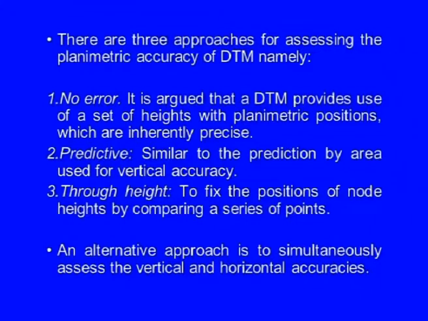There are three approaches for assessing the planimetric accuracy of a DTM, namely no error. It is argued that a DTM provides a useful set of heights with planimetric positions which are inherently precise. Then we may have a predictive approach, that is similar to the prediction by area used for vertical accuracy, through height to fix the positions of node heights by comparing a series of points. An alternative approach is to simultaneously assess the vertical and the horizontal accuracies.